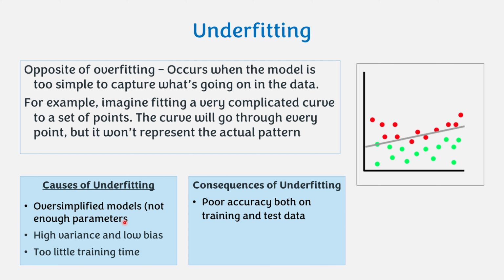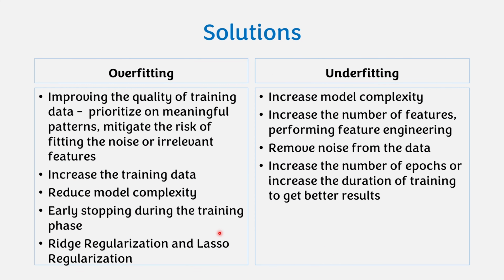In addition to the oversimplification of the model, underfitting can also be caused by not having enough parameters, having a high bias and low variance, and too little training time. As a consequence, we have poor accuracy on both the training and the test data.